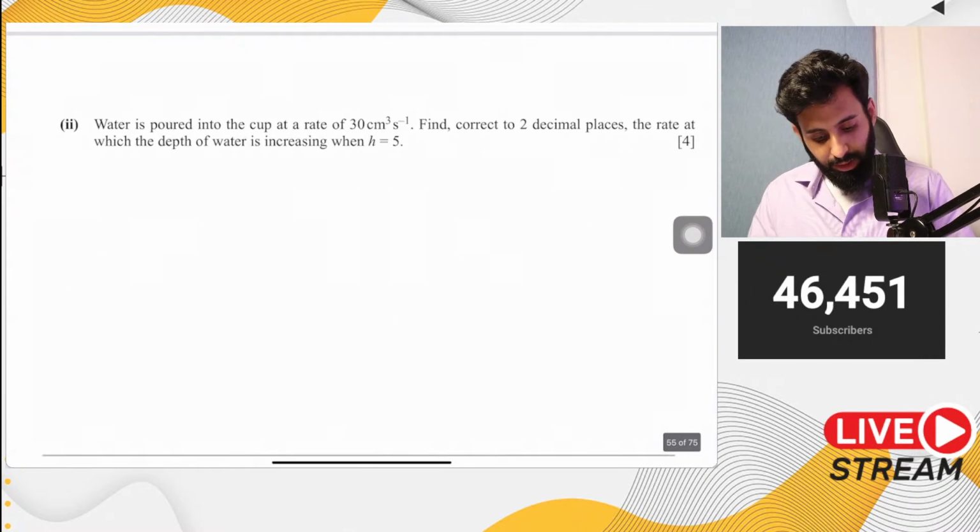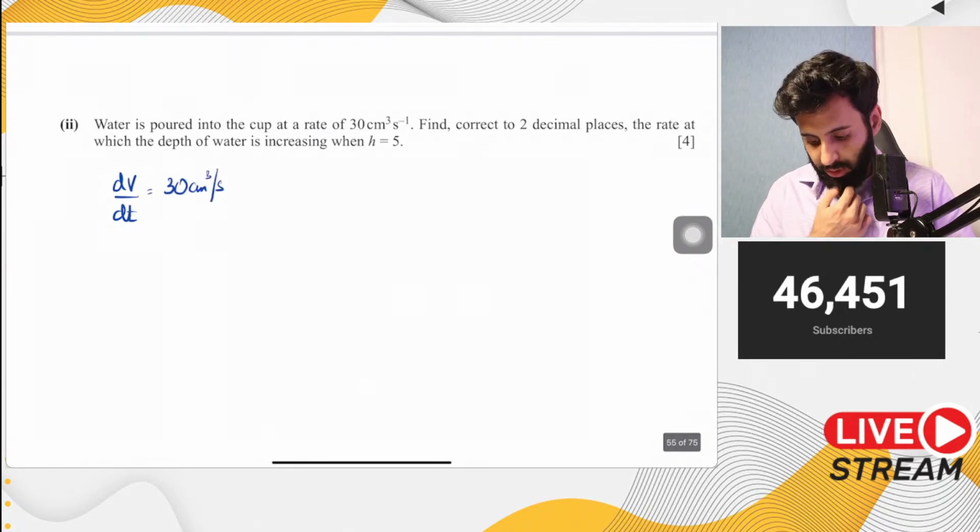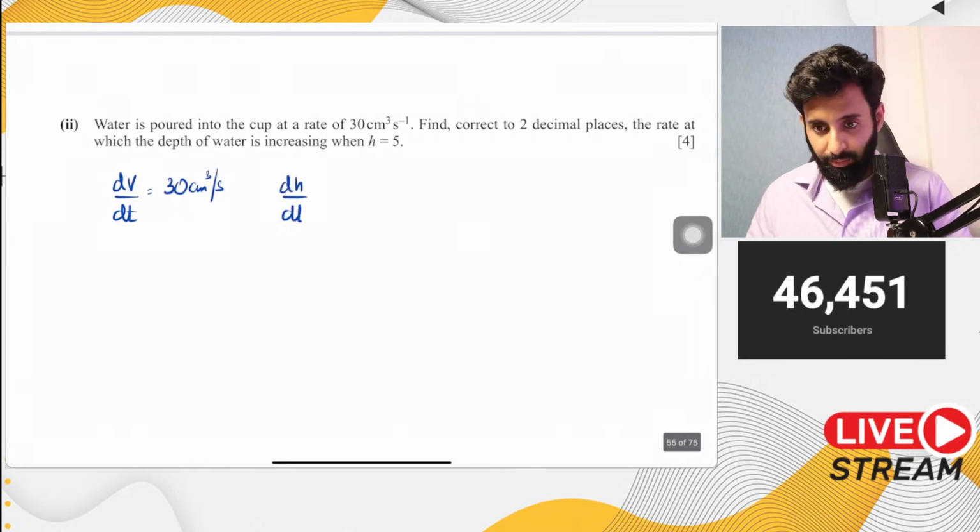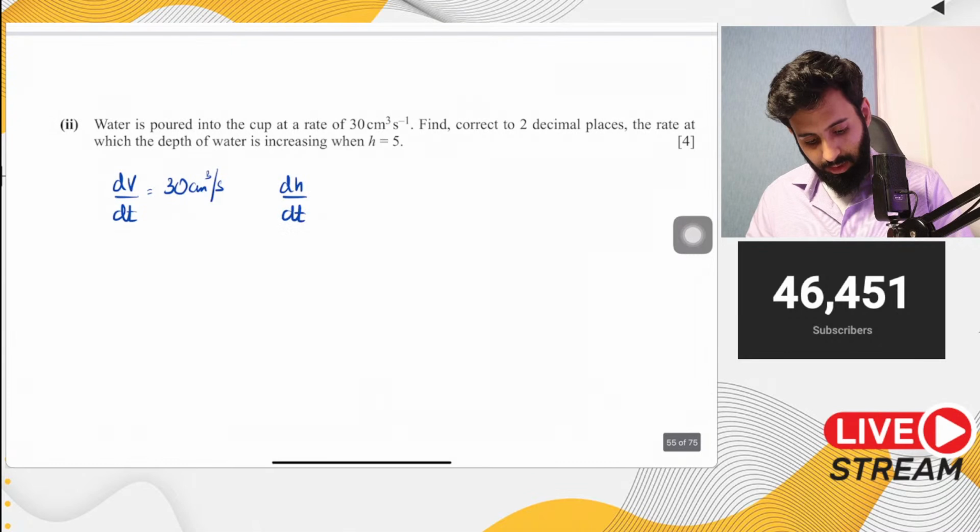Alright, so water is poured into a cup at a rate of so and so. So that means we're talking about dV upon dt over here, which is 30 centimeter cube per second. Find, correct to 2 decimal places, the rate at which the depth of the water is increasing when h equals 5. So that means we need to find dh upon dt, when h equals 5.